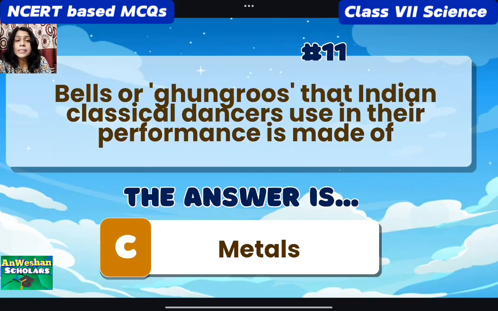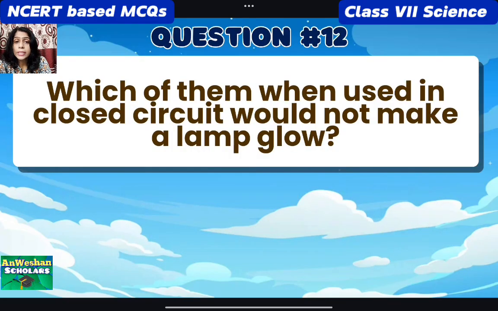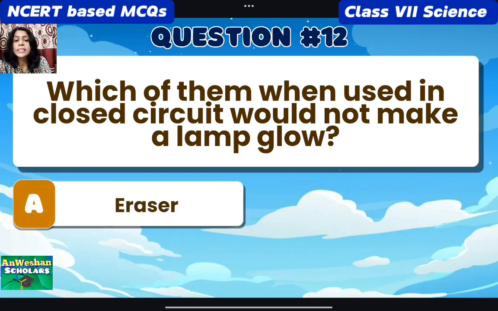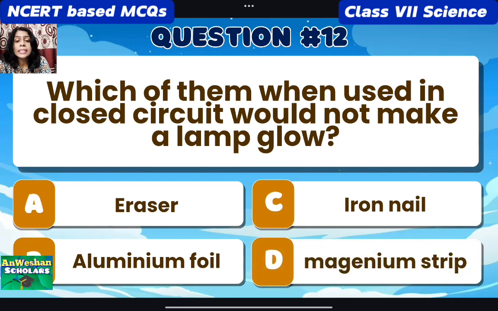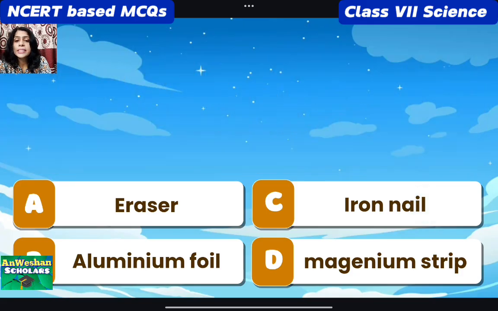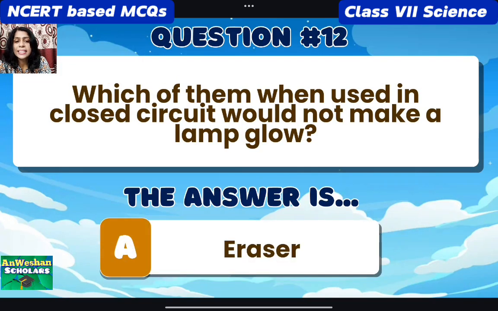Now question number 12. What is our question number 12? Which of them, when used in a closed circuit, would not make a lamp glow? Option A, eraser, B, aluminium foil, C, iron nail, D, magnesium strip. Now options B, C, D are all metals. Option A is not a metal and will not conduct electricity and will not make the lamp glow. So our option A, eraser, is definitely the answer to this question. Good going, my dear students.